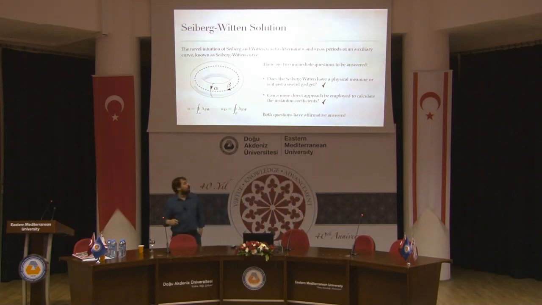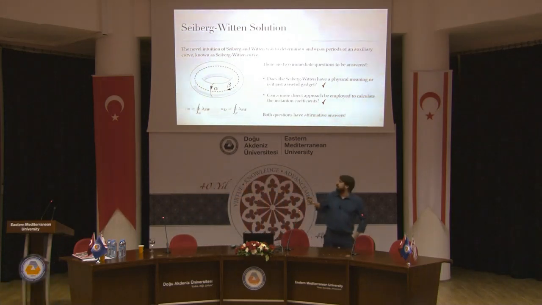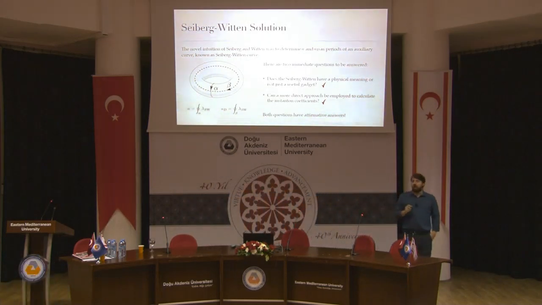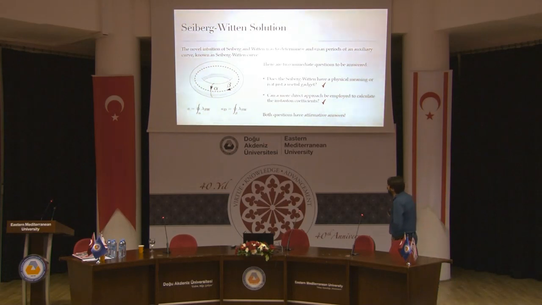Of course, although this solution is beautiful, it raises immediately two questions. So one of them is, what does the Seiberg-Witten curve mean? Is it just a gadget, or does it have any physical meaning? Because you don't have a torus in R4. So the other question is, their solution is not a direct solution. So can we get a direct solution? And it turns out both questions can be answered in the affirmative.